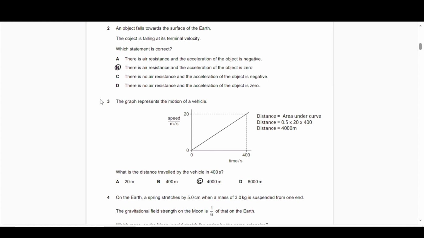So if you look at the question, if you look at options A and C, you can see that they've said the acceleration of the object is negative. There is no acceleration, it needs to be 0, so A and C can't be right, which leaves us with B and D. If you look at B, they say there is air resistance and the acceleration of the object is 0, and D says there is no air resistance and the acceleration of the object is 0.